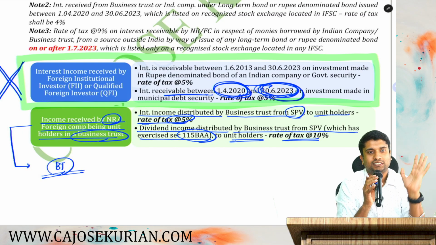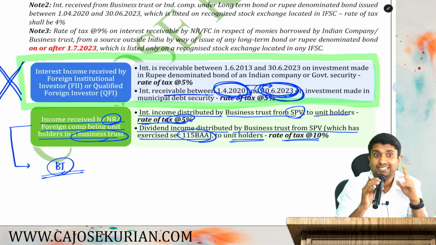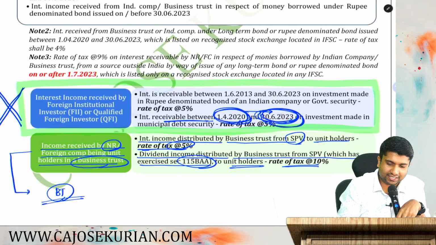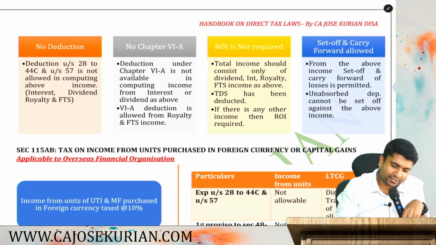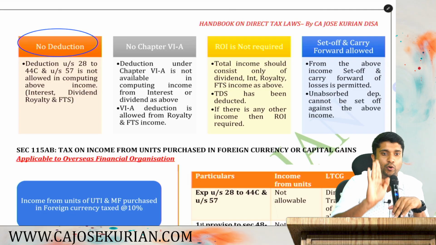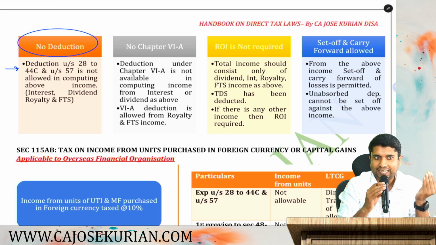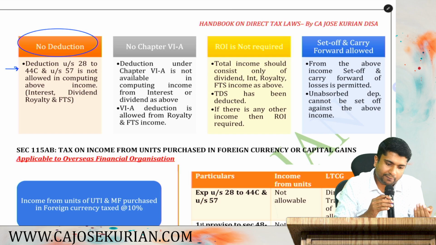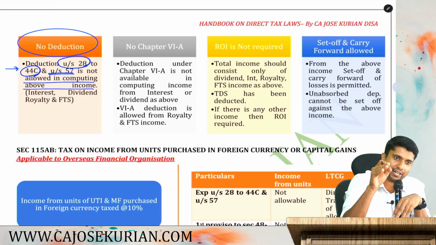Now, only 50% of 115A is over. We have only covered the rates. Now we have conditions. Let's study conditions one by one. So under conditions, the first condition is pretty simple. No deduction. What is that? While computing income under 115A, an assessee cannot claim any deductions under section 28 to 44C, and a deduction under 57 is not allowed while computing the income covered under 115A.